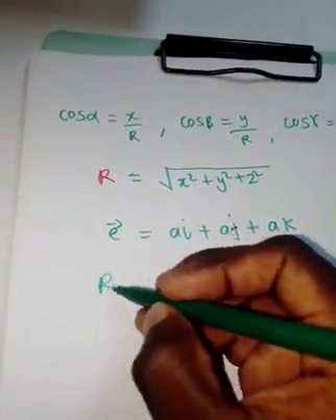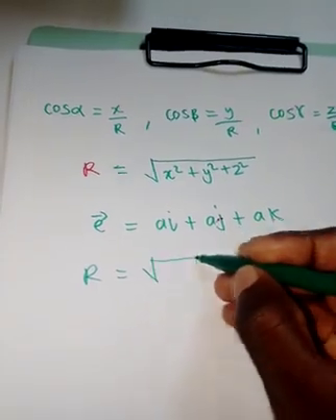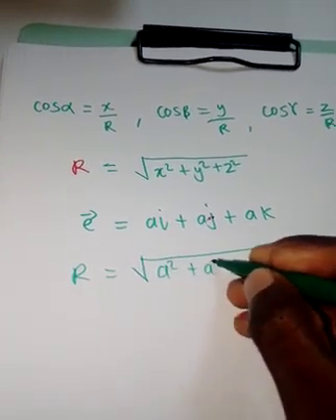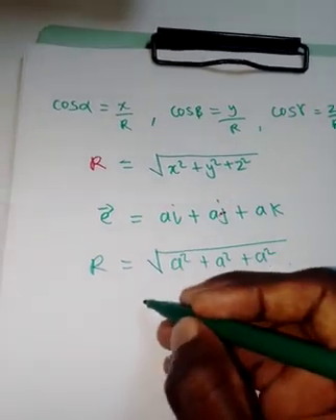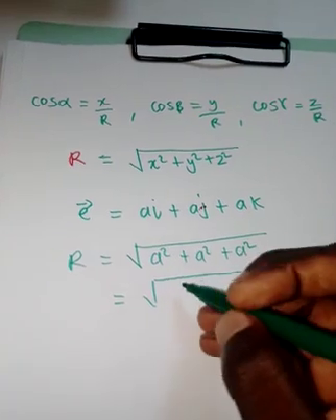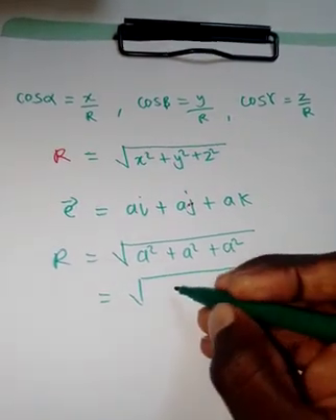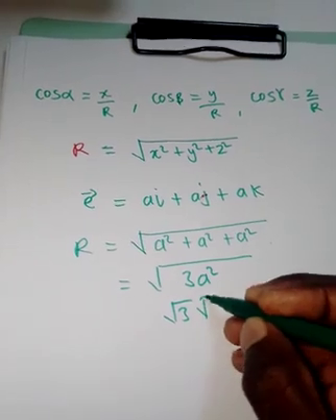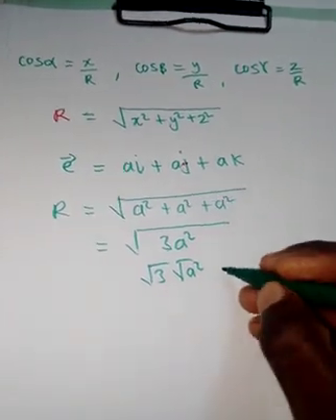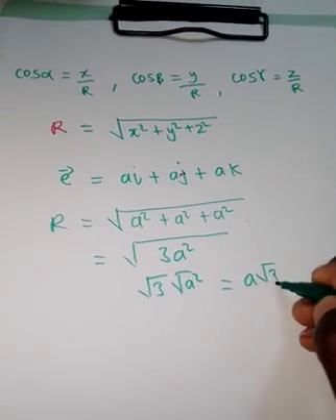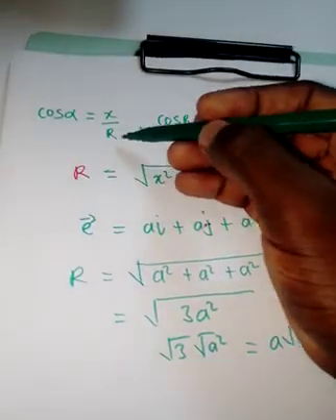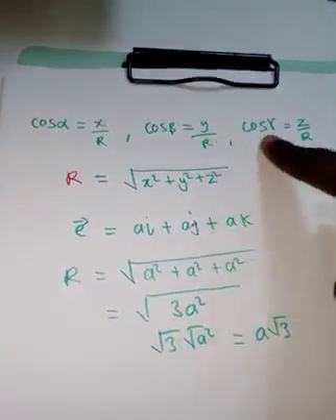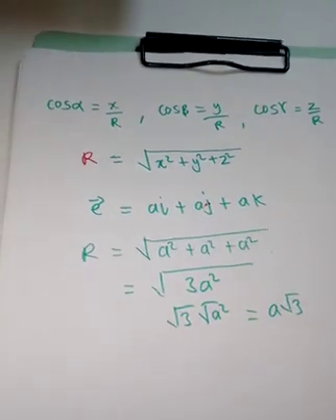So here the resultant will be equal to the square root of a squared plus a squared plus a squared, that is actually 3a squared, and we can write this as root 3 times the root of a squared, which will give us a root 3. So this is the resultant. Whenever we have r there, we'll write a root 3. And remember, for each of these, x, y, z, we just have a as the components.